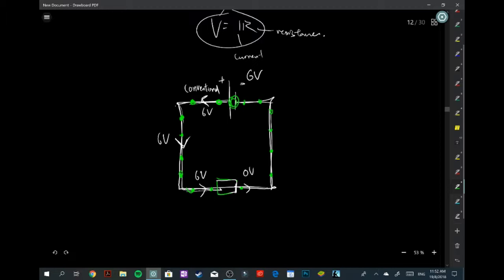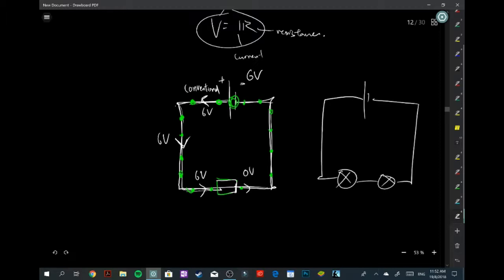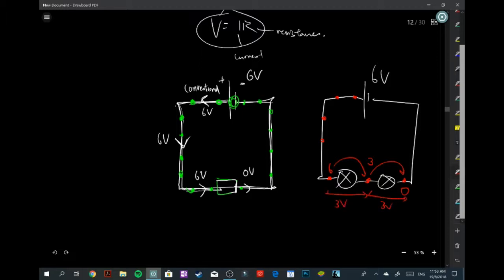Of course in a slightly more complicated circuit, what we have here is a light bulb here and another light bulb here. They are of the same resistance. So what we can safely assume is that I have the charge here, moving with 6 units of energy. So this is also 6 units. However, once it crosses here, it'll be left with 3. Once it crosses here, it'll be left with 0. In other words, this uses up 3 volts and this uses up 3 volts. Once it's 0, it goes back up to recharge.